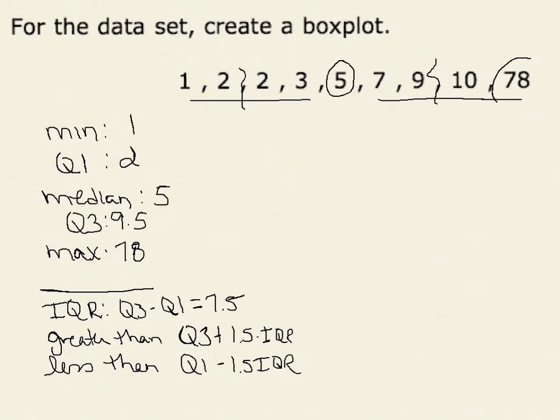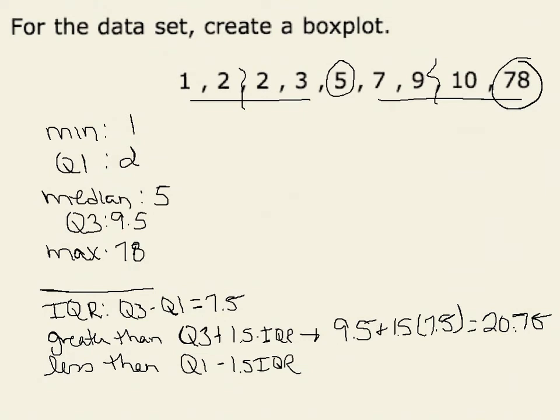For example, we can see that 78 is an extreme value. To determine if it's indeed an outlier, we would take our upper quartile of 9.5 and add 1.5 times our interquartile range of 7.5. Calculating this value, we would get 20.75, which means that any value that is greater than 20.75 is an outlier. This means that 78 is indeed an outlier.